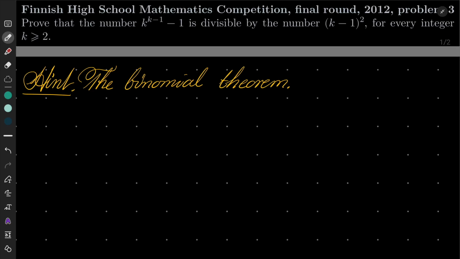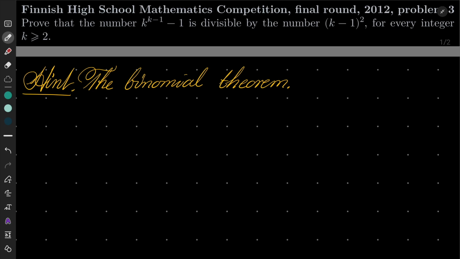Hello friends, in this video I'd like to solve the following problem from the Finnish high school mathematics competition, final round 2012, problem number 3. So we wish to prove that the sum k to the power k minus 1, quantity minus 1, is divisible by the number (k minus 1) squared for every integer k which is greater than or equal to 2.